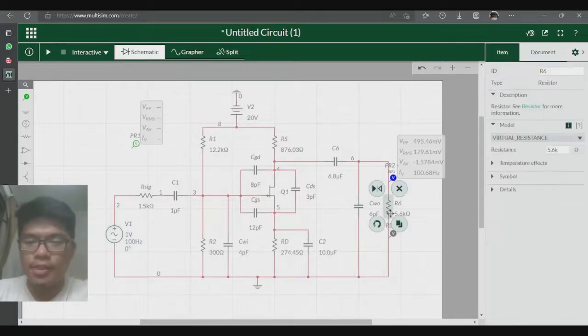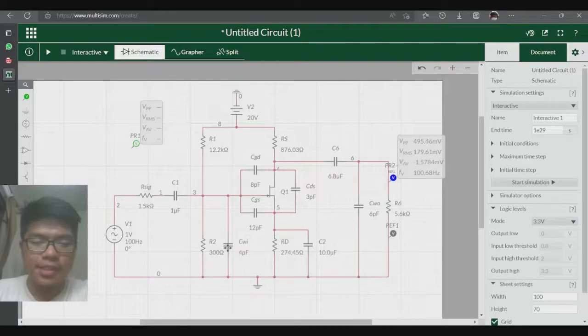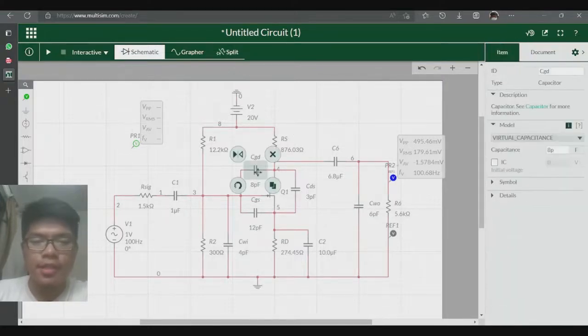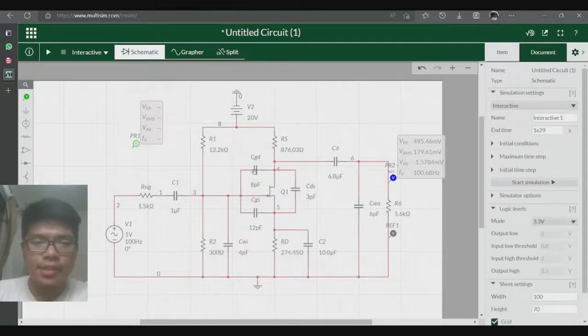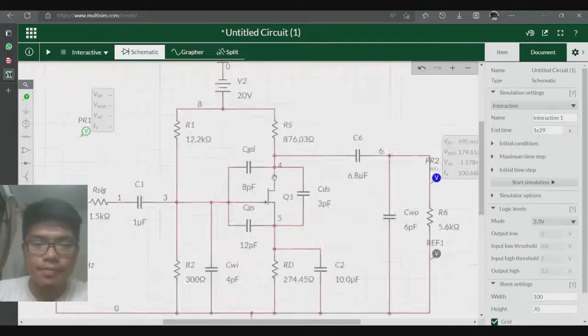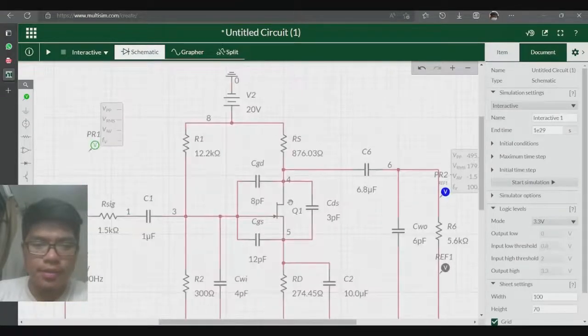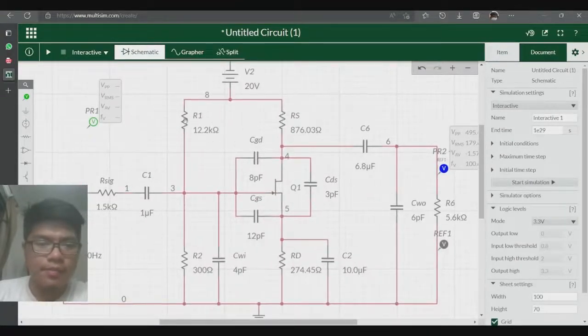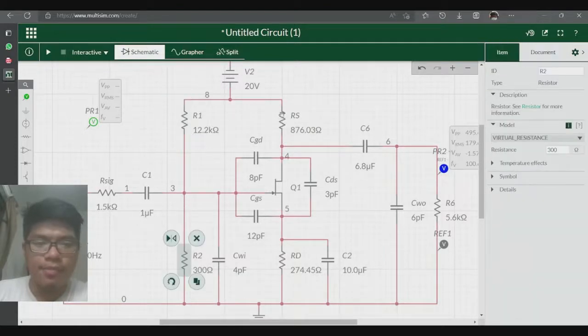The load is here. We have the capacitor for wire in, here the capacitor for wire out, and we have attached the parasitic capacitors here, CGD, CGS, and CDS, like this, and the resistors in the voltage divider configuration.